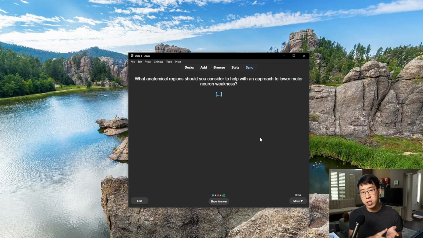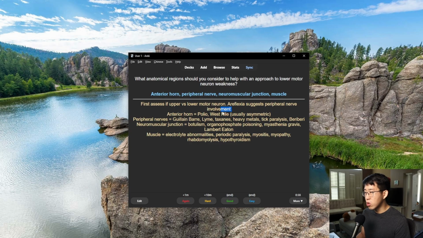Then you've got the neuromuscular junction. So you're going to be thinking of myasthenia gravis, Lambert-Eaton syndrome, and then finally the muscle itself could be weak. So if you have some kind of myositis or myopathy, that could cause weakness. So anterior horn has polio and West Nile, peripheral nerves, Guillain-Barré, Lyme, taxanes, heavy metals, tick paralysis, and beriberi, neuromuscular junction, Botox, sorry, I messed that up earlier, organophosphate poisoning, myasthenia gravis, and Lambert-Eaton, and then muscle problems such as electrolyte abnormalities, periodic paralysis, myositis, myopathy, etc.